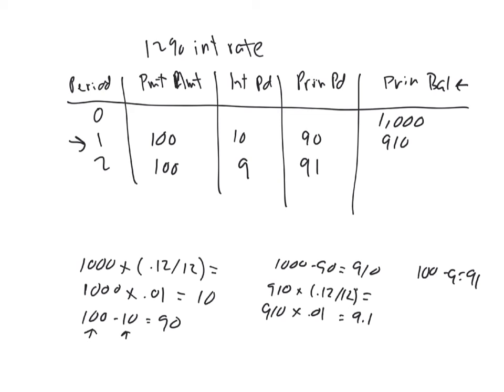$91, and then we can complete our line of the amortization table by subtracting 91 from 910, which of course is 819. And that line is now complete. So if the question was asking us to compute the amount of interest paid in month 2, then we have the answer right here, $9.